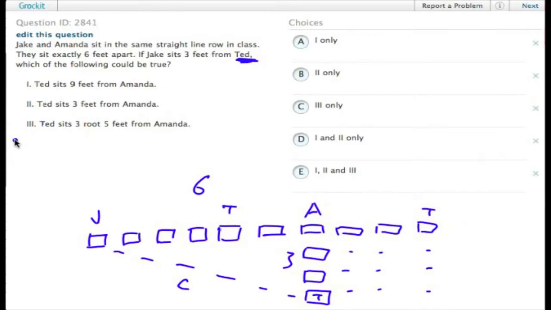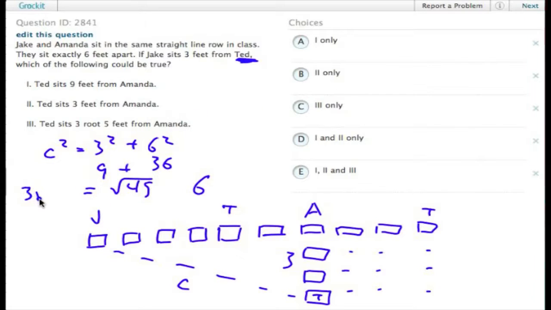We have C squared is equal to 3 squared plus 6 squared. That's 9 plus 36, 45. So the square root of 45. What is the square root of 45? Well, the square root of 45 is equal to 3 root 5.